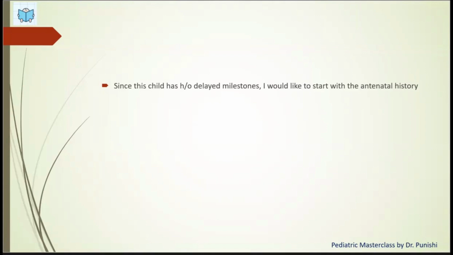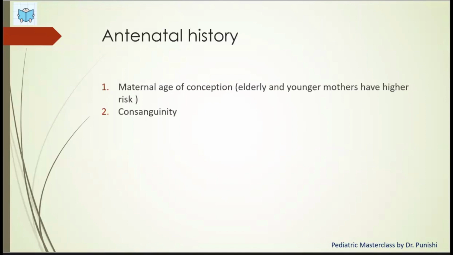Okay. Now from the antenatal history, we'll look more in detail at those questions which are pertinent to a case with developmental delay. Although the format is going to be pretty much the same, you have to ask questions with respect to the antenatal history, first, second, third trimester, birth, and neonatal history. In the antenatal history, an important question is the maternal age of conception. It is said that mothers who are very young or elderly have a higher risk of having kids with cerebral palsy.